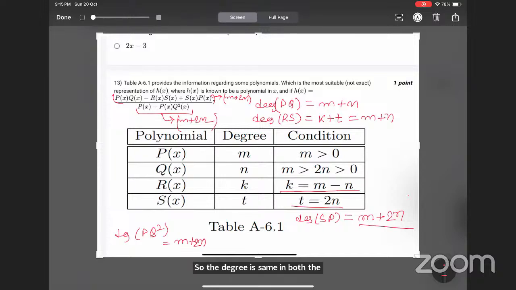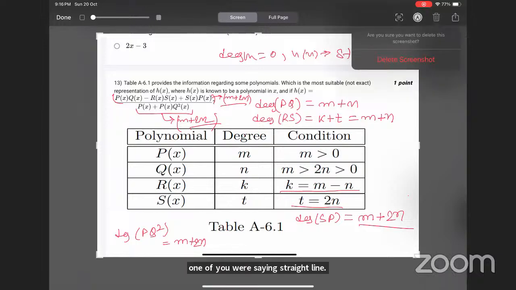So what will be the degree of H(x) from intuition? H is given, it's a polynomial, right? So you have to cancel it out, and the degree is the same. Hence the degree of the polynomial H is 0, because we are subtracting the same thing from the same thing. If it is 0, that means it is something constant, that means a straight line. So H(x) basically is a straight line. Is it clear? Can I delete the screenshot? Yes, ma'am.